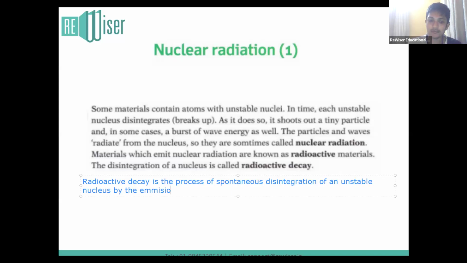by the emission of matter, or, actually I think "or" is a better word, or energy. And this process is, again, like I said, radioactive decay. It is a spontaneous disintegration of an unstable nucleus accompanied by the emission of matter and or energy. This is, in simple terms, a radioactive decay. So please remember this.